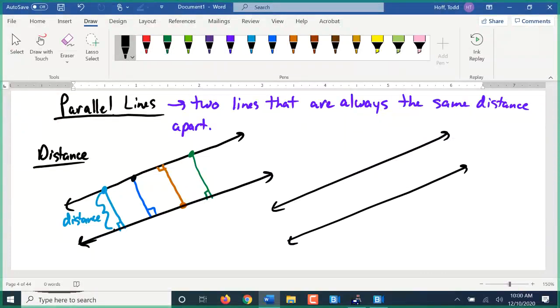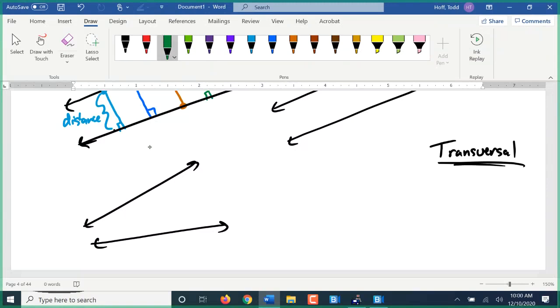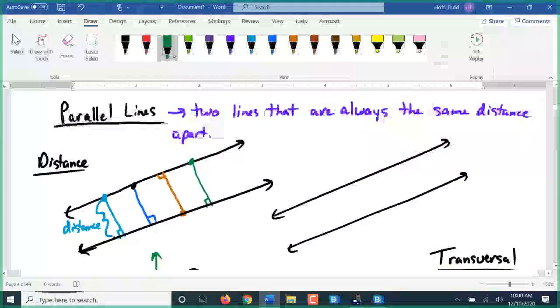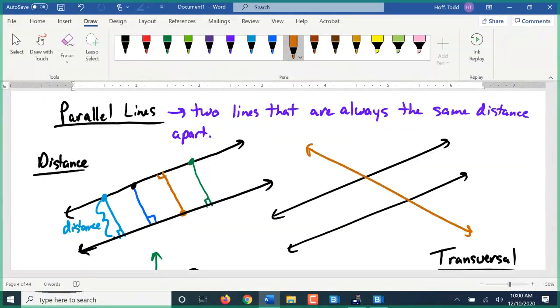Well, we're going to look here for a second at something called a transversal. A transversal is a line that cuts across at least two other lines. Now, it doesn't have to be parallel lines. Those lines are not parallel. This is still a transversal. It cuts across two other lines. But it's more interesting when that transversal cuts across a pair of lines that are parallel, like these two.